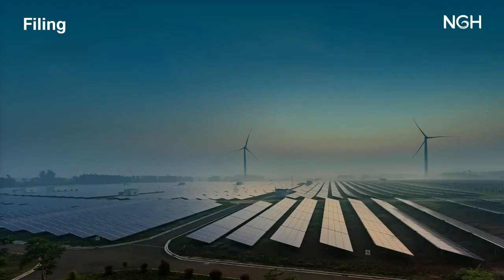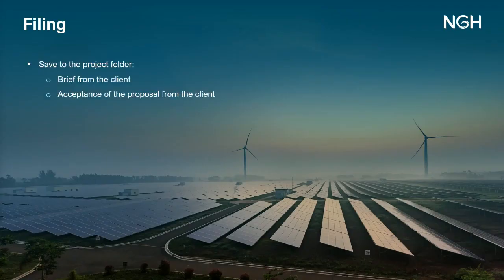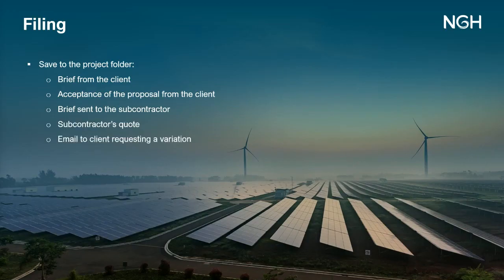It is very important that documents are saved correctly in the project folder or in PIM, and the QA auditor will check projects to ensure that the required documents are available. The items to save in the project folder are the brief from the client, acceptance of the proposal from the client. This could be in the form of a purchase order, the brief sent to the subcontractor, the subcontractor's quote, the email sent to the client requesting a variation, and the client's written acceptance of a variation.